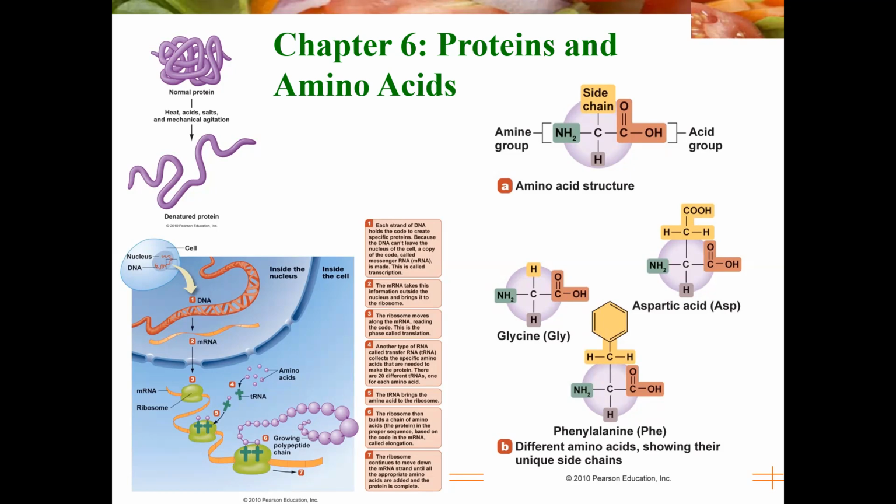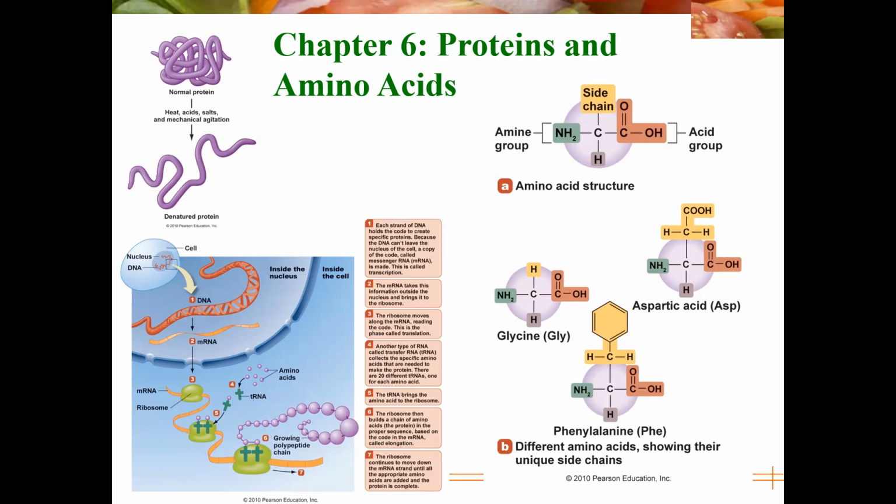And then the process of adding and bringing the amino acids to produce a long polypeptide or a protein is called elongation. And then the ribosomes will continue to move down the mRNA strand until all the appropriate amino acids are added and the protein is completed. And after this protein is completed, there is also another step, which is the post-translational modification of the proteins.